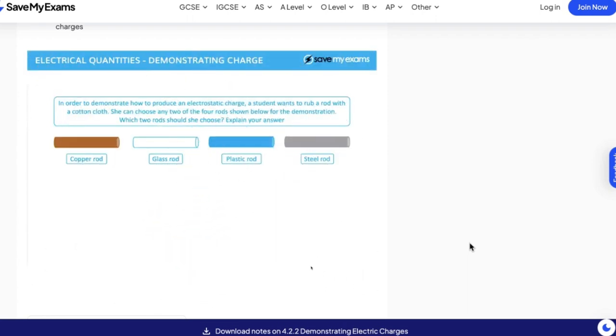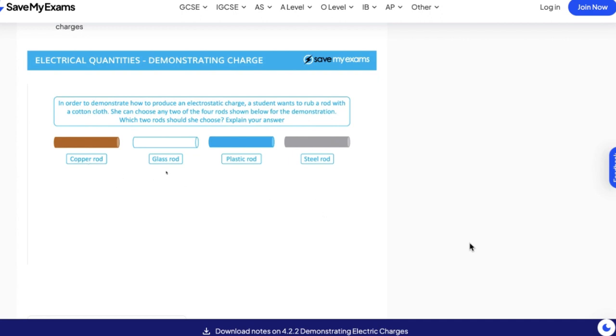Let's read through this question together to make sure we understand what we have to do to answer this one. In order to demonstrate how to produce an electrostatic charge, a student wants to rub a rod with a cotton cloth. She can choose any two of the 4 rods shown below for the demonstration. Which 2 rods should she choose? Explain your answer.